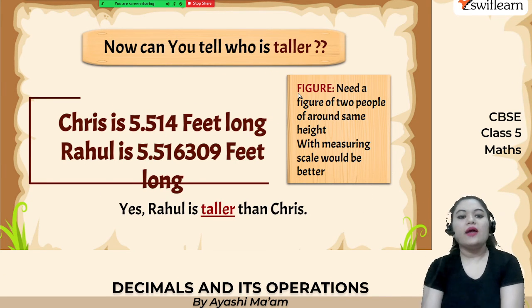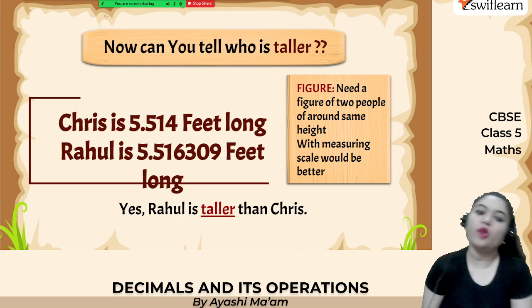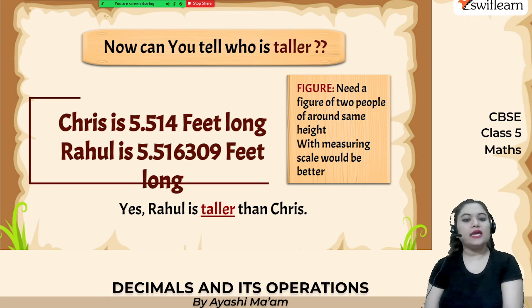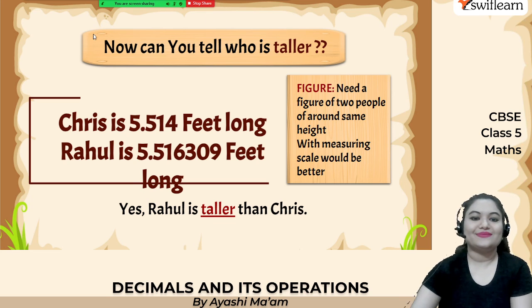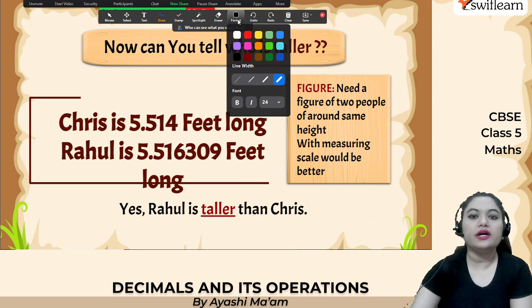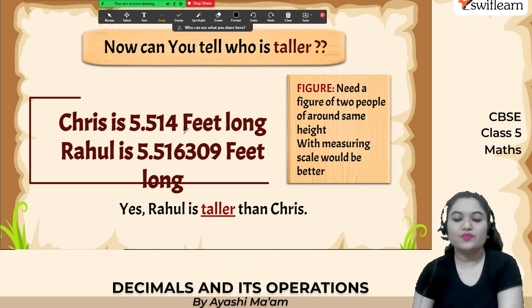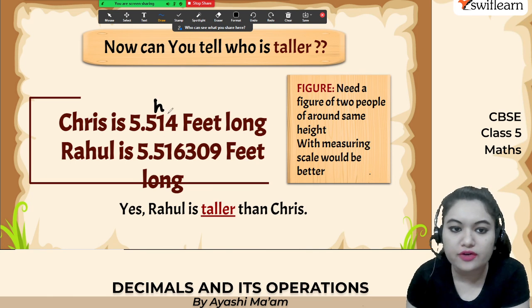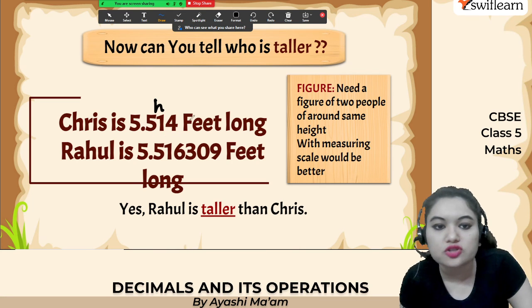Now can you say who is taller, right? So Chris is 5.514 feet long and Rahul is 5.516309 feet long, right? What you can do over here is rounding off up to the nearest hundreds, and you can check. So this is our hundreds place. Why? Because here the 10th position is the same, the hundreds position is also the same.